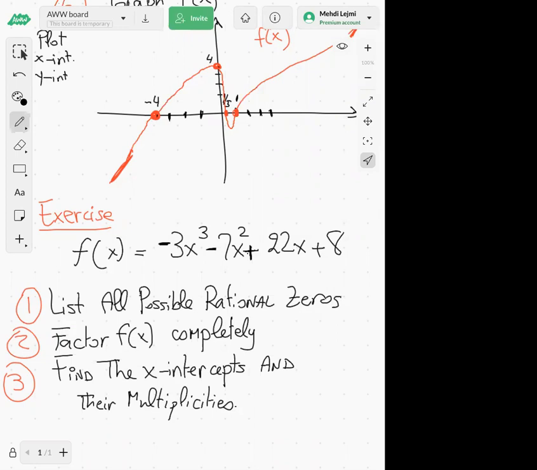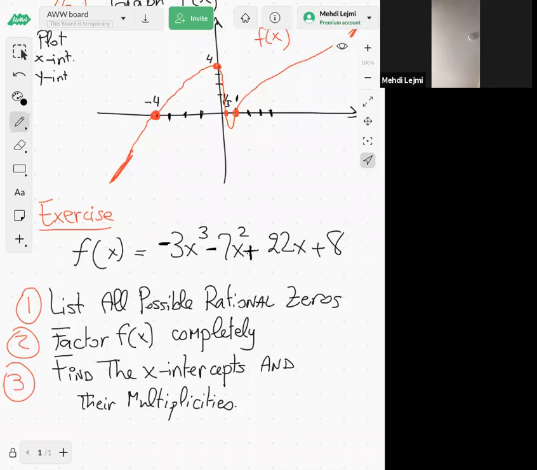All right, I think I have the x-intercepts. They are -4, -1/3, and 2. Yes, very good.